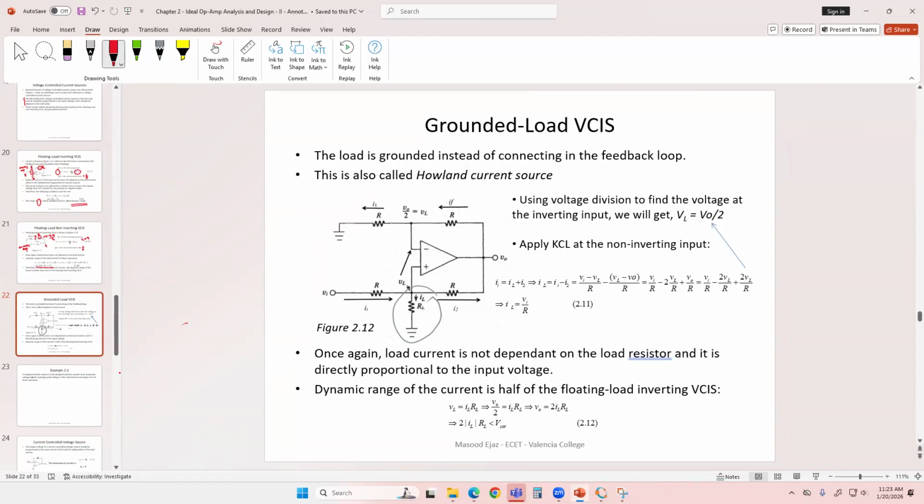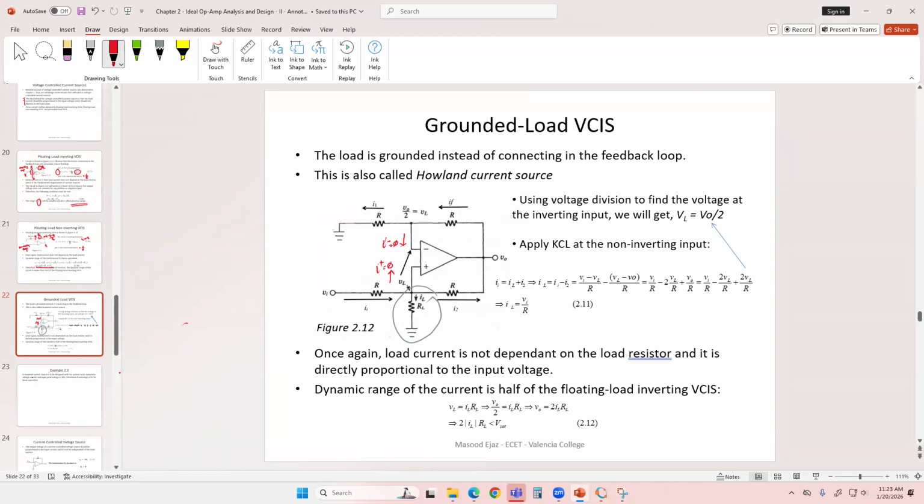In this case, first we observe that, of course, I negative is 0, as we assume, and I positive is 0. We assume that for ideal cases. Whatever voltage you have on the inverting input terminal is going to be the same as at the non-inverting. So at the inverting input terminal, we can find that the voltage is going to be half of your output voltage, because these two resistors are the same.